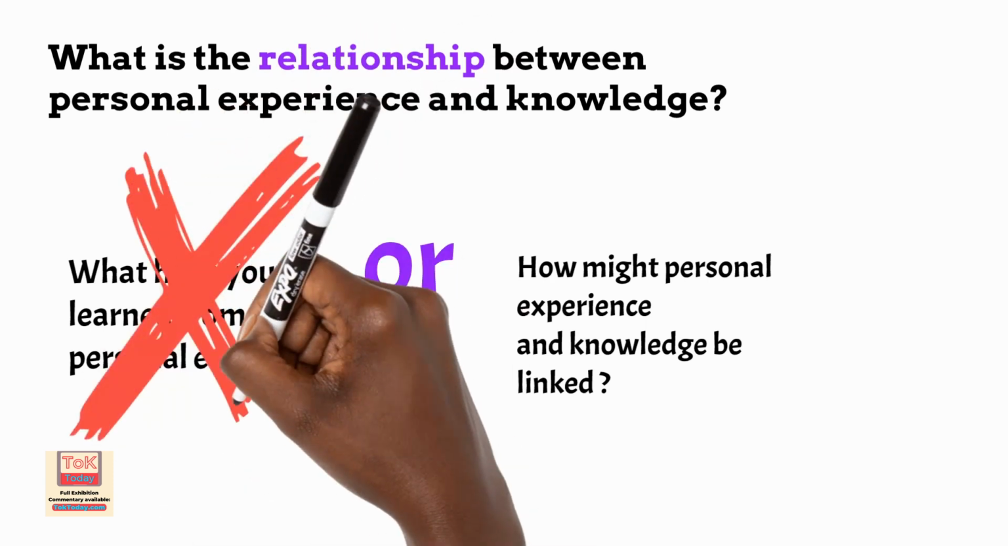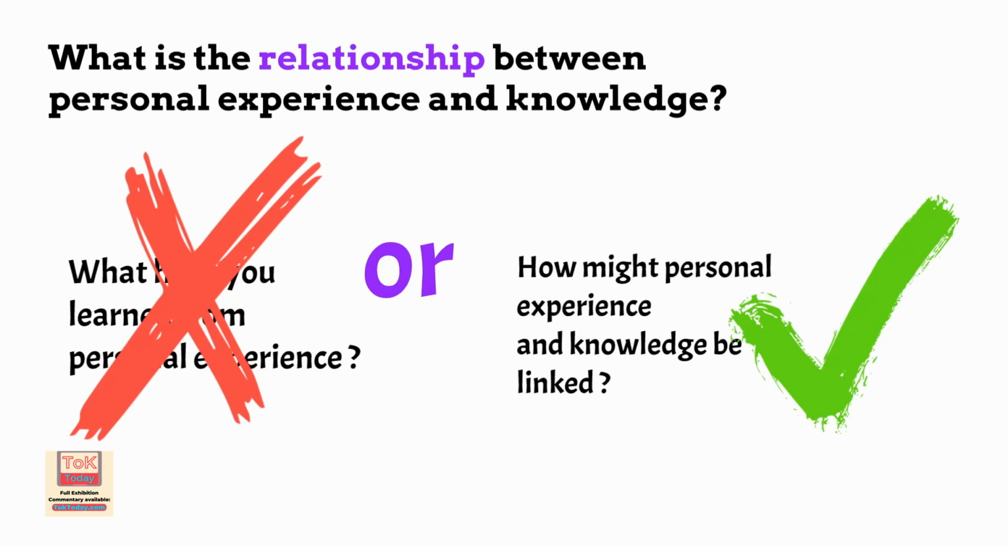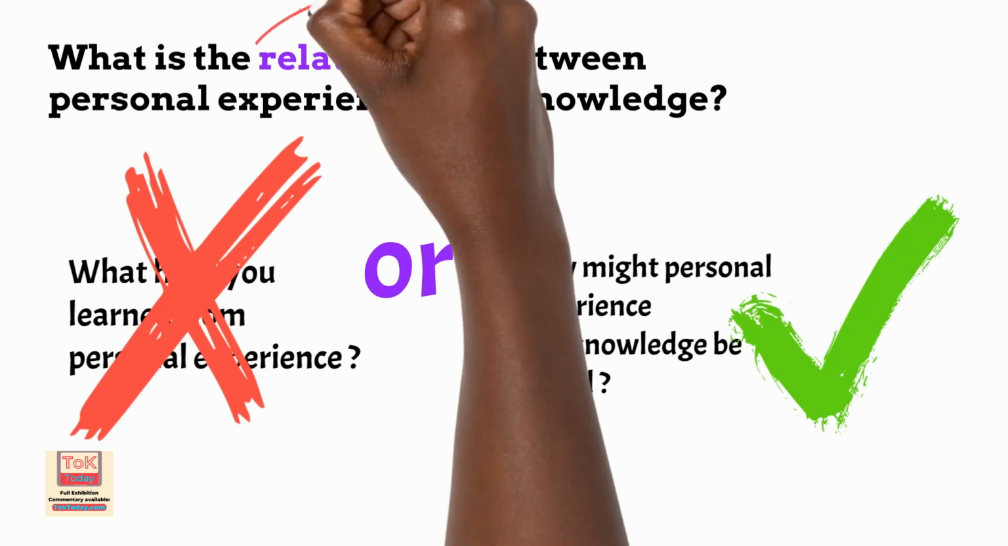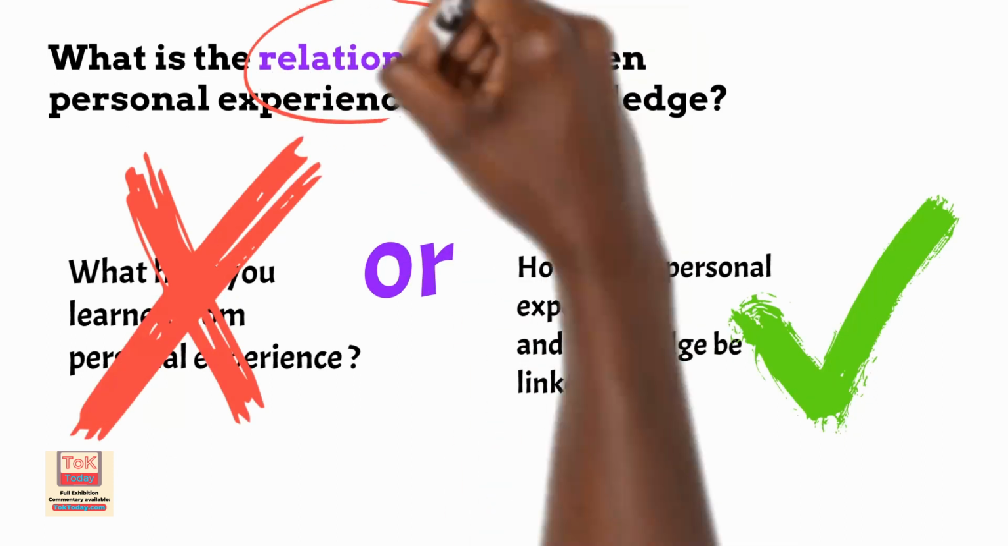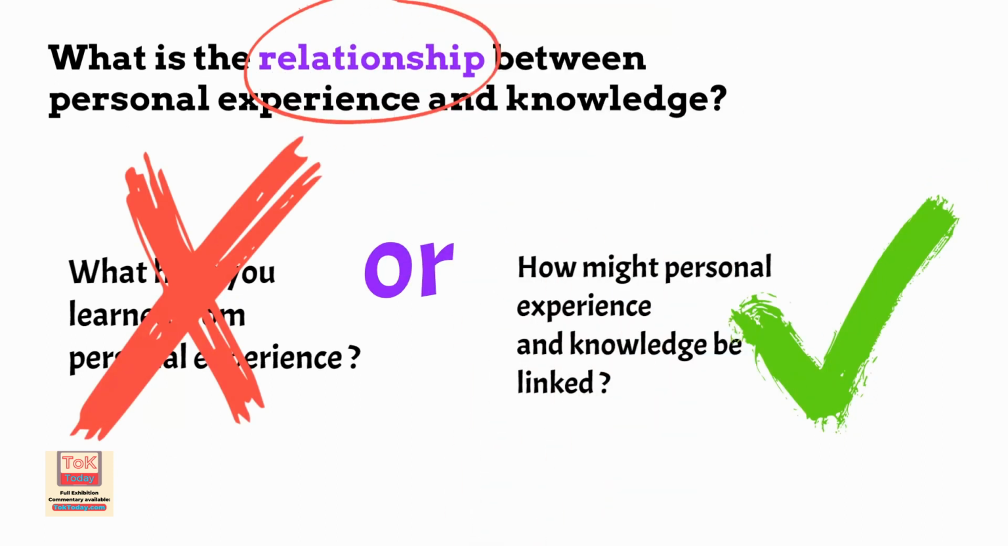That's right, it's not what have you learned from personal experience and knowledge, it's how might personal experience and knowledge be linked. The reason for this is the prompt asks you what is the relationship between personal experience and knowledge. So it doesn't want to know what you've learned from personal experience, but it wants to know about the relationship or the link between personal experience and knowledge. And that's what we're going to be focusing on in this ToK exhibition commentary.